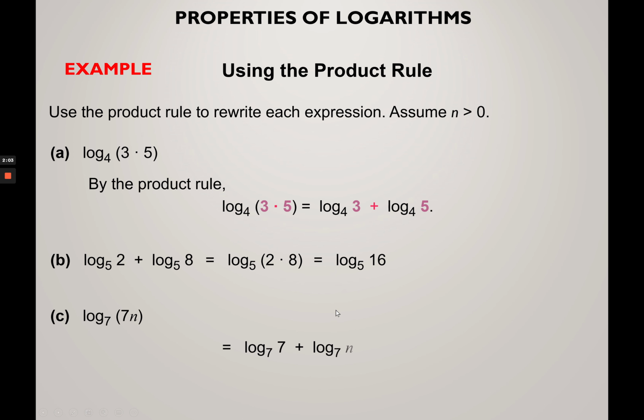Another example, you have logarithm base 7 of 7 times n, so you just separate 7 and n of the same logarithm. Okay, one more thing. Logarithm base 7 of 7 is actually equal to 1. You just watch out, there are parts that need to be simplified, so just be watchful.